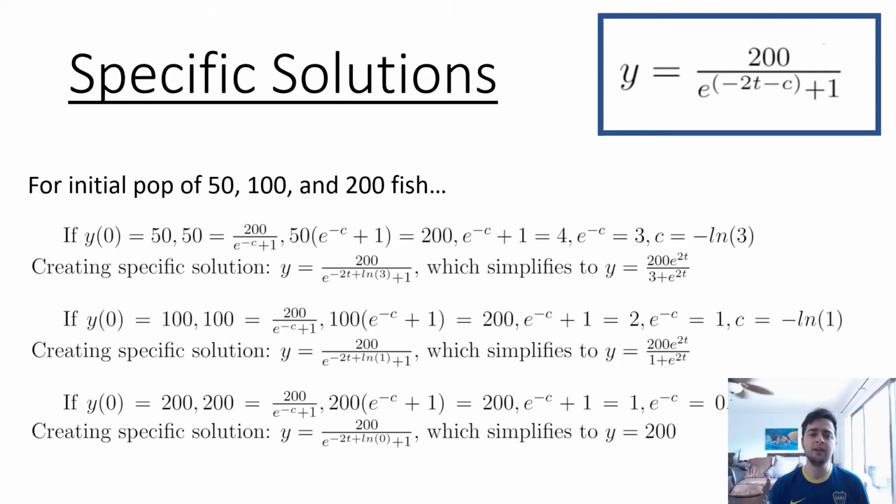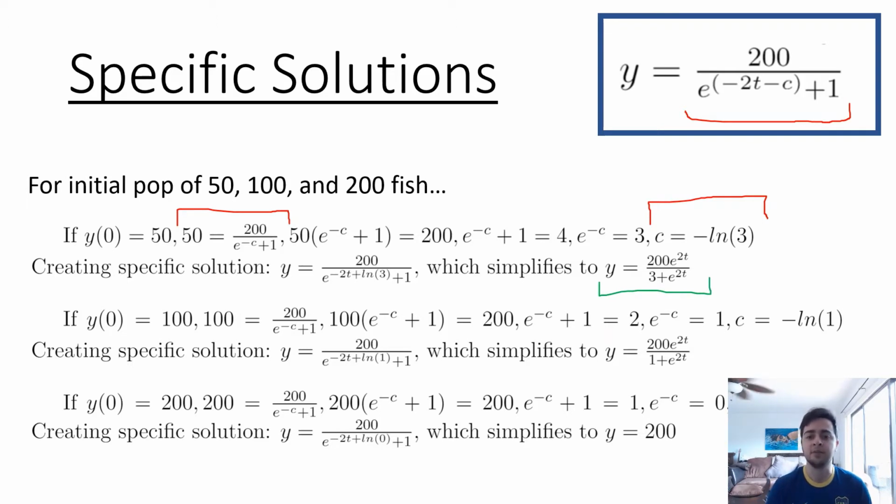So if y of 0 is equal to 50, that is when the time is 0 or no time has elapsed and the population starts at 50, we're going to get this equation right here. 50 is equal to that. And we need to solve for C. So as we go through the basic algebraic steps, we will arrive at this C value. And all we have to do is plug that into our general solution here, and that will give us our specific solution when the initial population is 50.